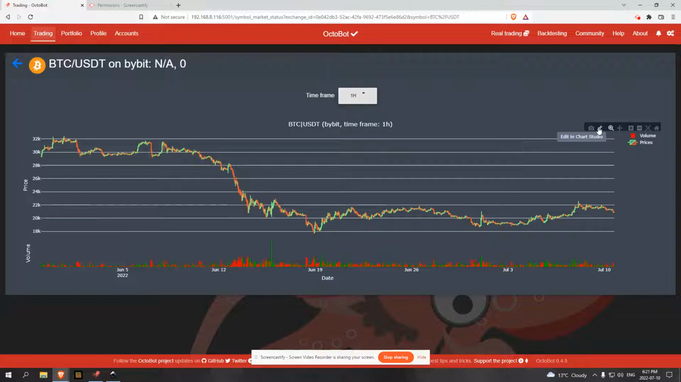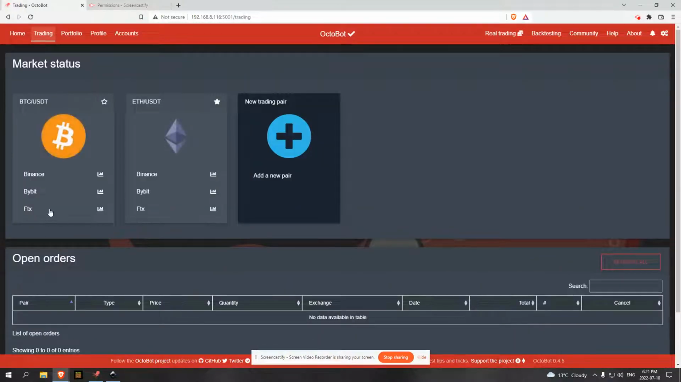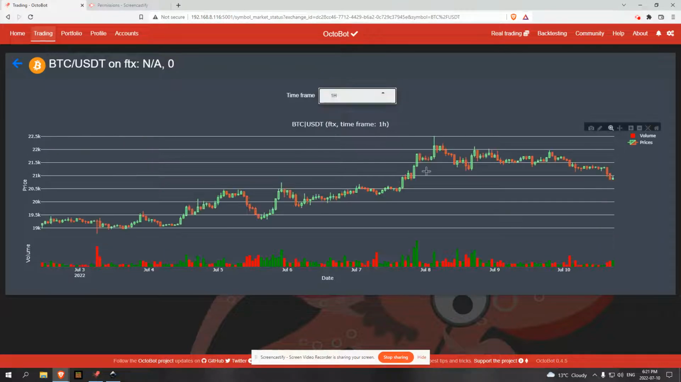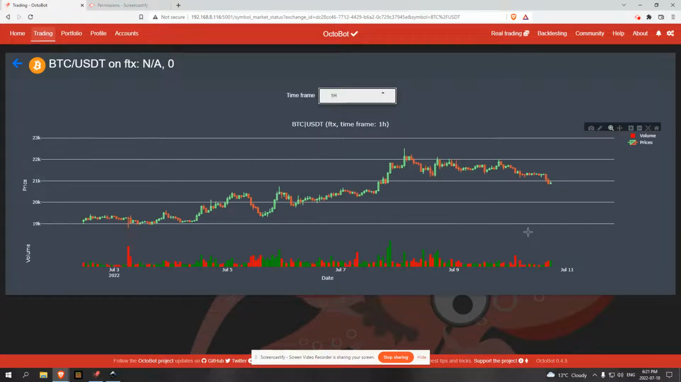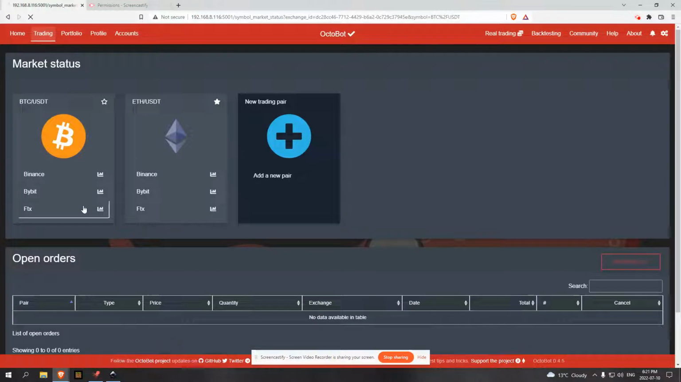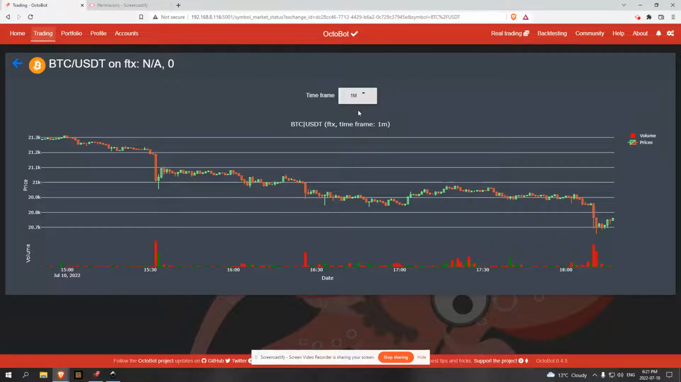What I did find is if I click on Edit Chart in Studio, nothing actually changes there. And I see that has changed back. As soon as you go out of this, it seems to change back. Let's go back in there. Yeah, it's changed back to 1 minute.